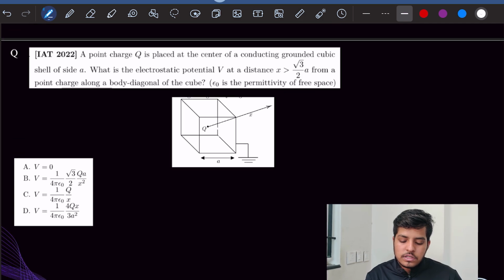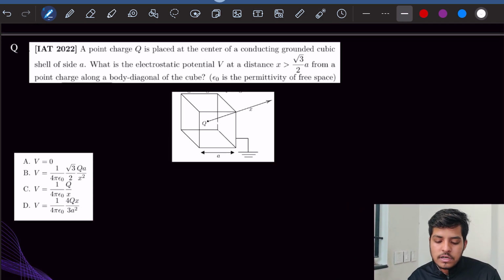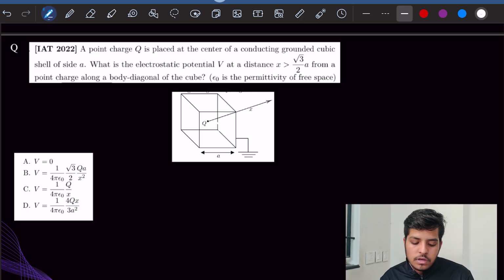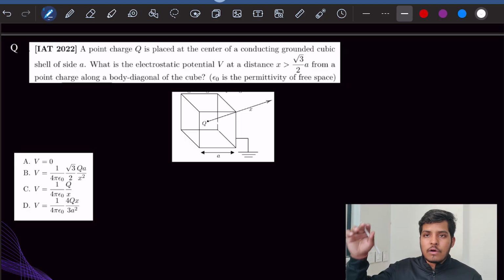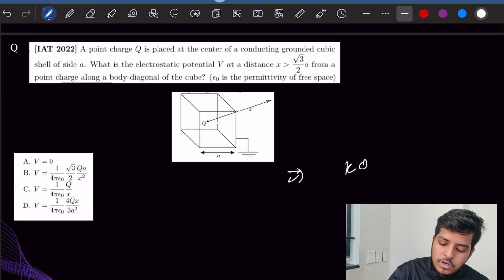Now, let's move to the next question. A point charge Q is placed at the center of a conducting grounded cube. What is the electric potential at a distance x greater than root 3 by 2 a? So it will simply behave like a point charge because the point is outside the cube, so the cube will behave like a point charge. So it will be kQ upon x only.